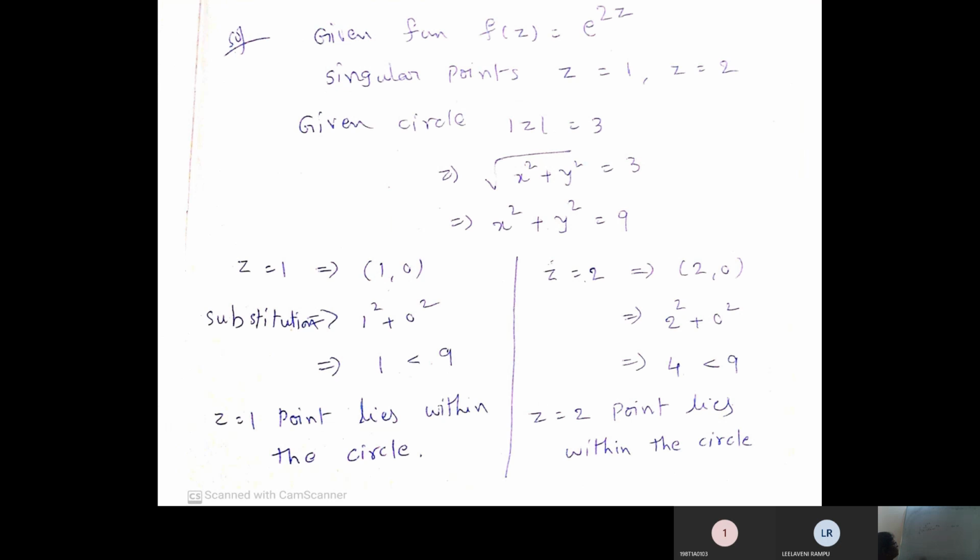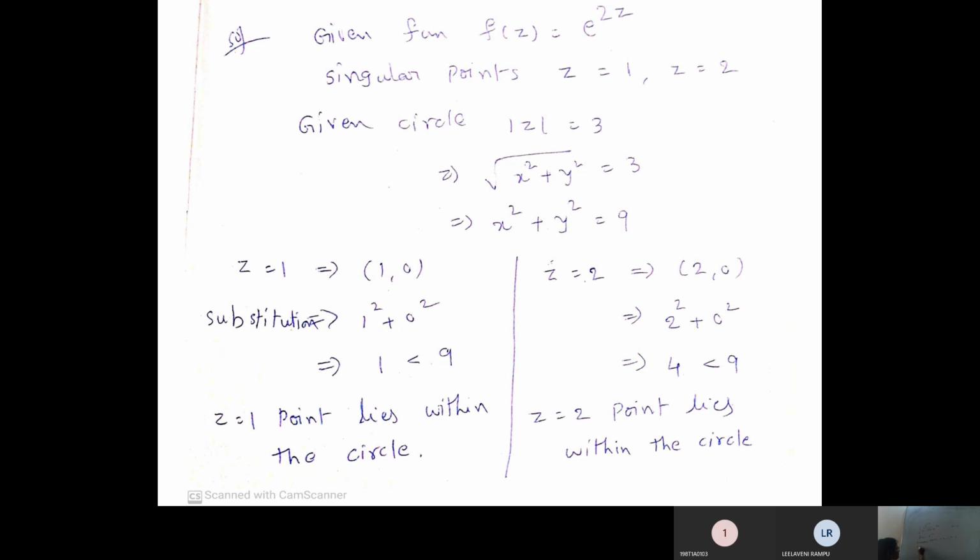So given function f of z equal to e power 2z. If z equal to 1, then the denominator is 0. Then the function is not analytic. So at z equal to 1, the function is not analytic, and at z equal to 2 the function is not analytic because the denominator is 0. So they are singular points. To get the singular points, let the denominator be 0. Singular points imply z equal to 1, z equal to 2. If z equal to 1, the denominator is 0. If z equal to 2, the denominator is 0. So if z equal to 1 and z equal to 2, the function is not analytic.